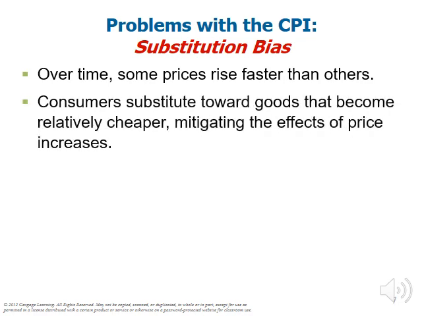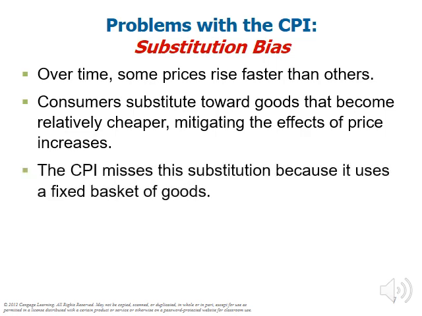But you, on the other hand, are smart, and you might steer away from goods that have rising prices and steer towards goods that are lower cost if those goods are reasonable substitutes for each other. Thus, you're able to avoid rising prices, whereas the CPI shopper is not. Over time, some prices rise faster than others. Consumers will substitute towards goods that become relatively cheaper, mitigating the effect of price increases.